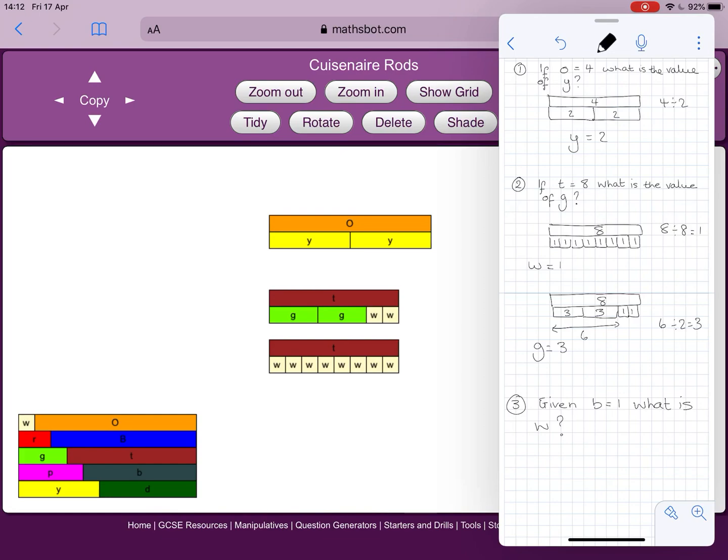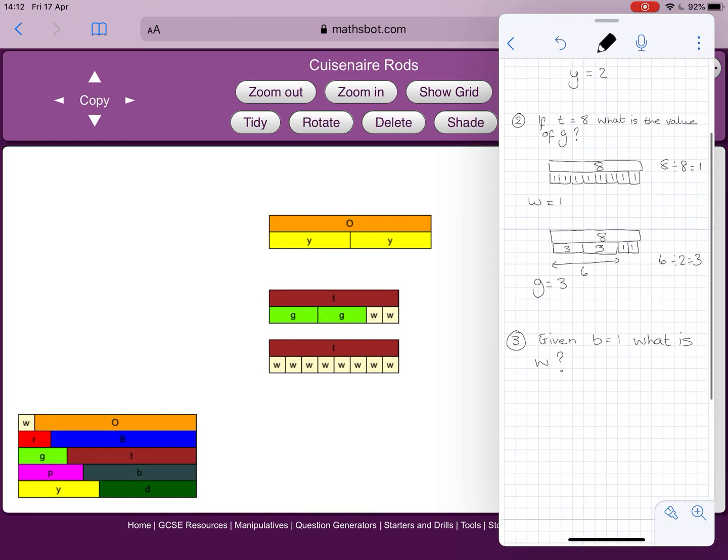So W is a nice one to use, because it's a unit in our cuisenaire rods. If we always find W, we can find the value of any of the other rods, and the other video does go through that with you in a bit more detail. Okay, so a bit more complicated. If given B equals 1, what is W? So B is 1. What is W?